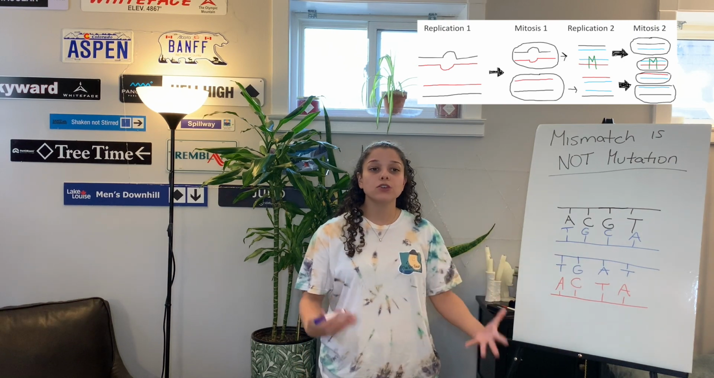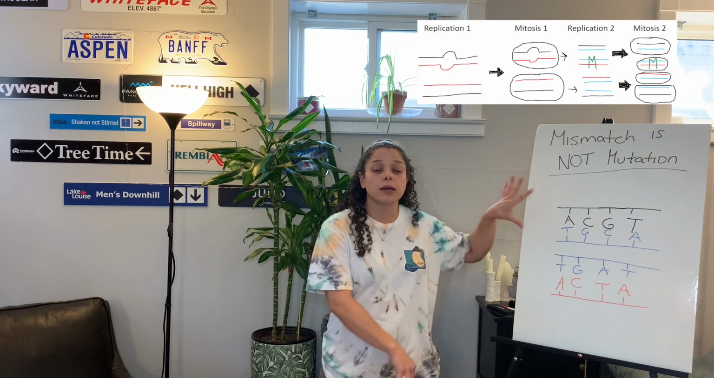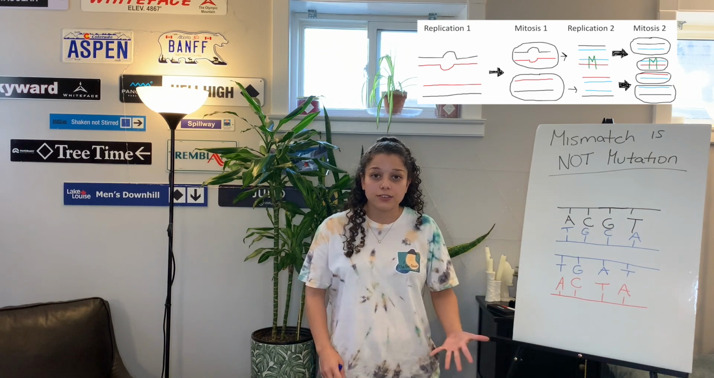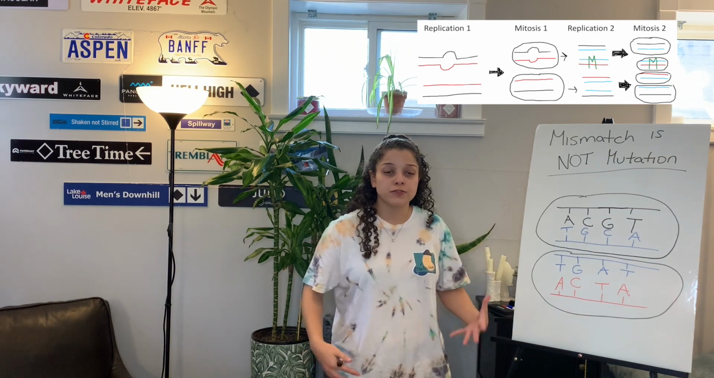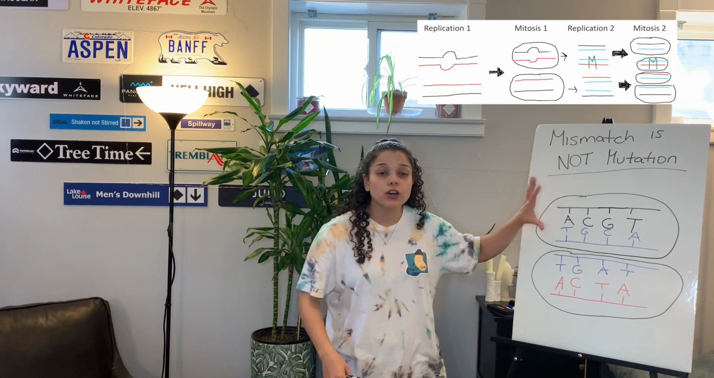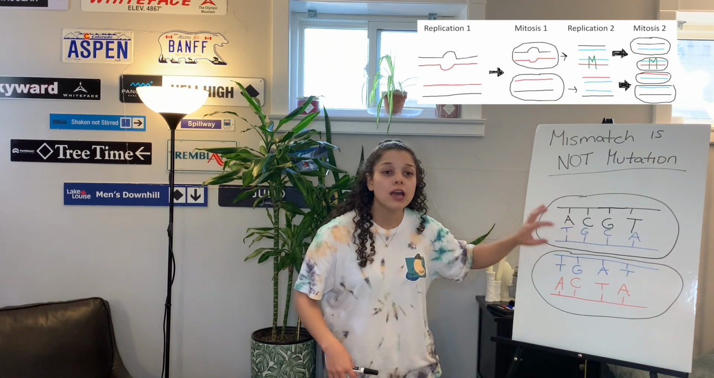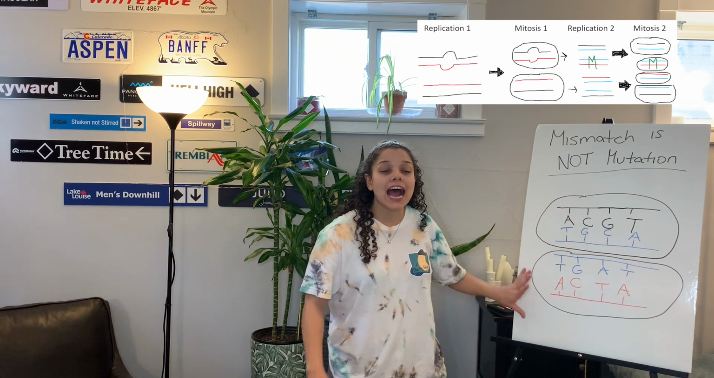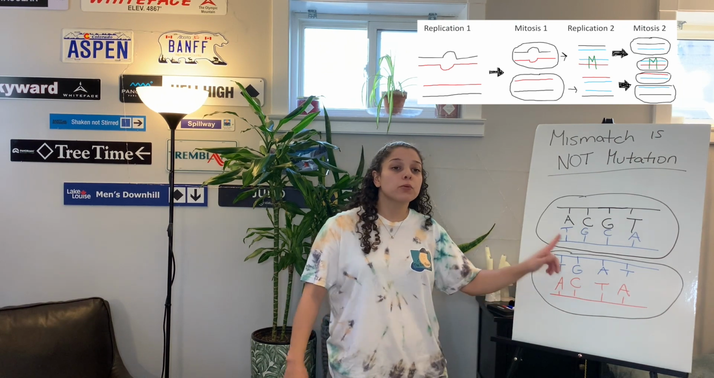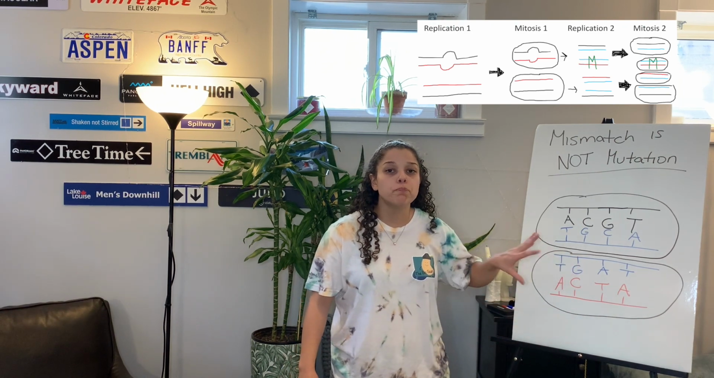So now when the cells go to do cytokinesis, these are going to be separated into two separate cells. So now after 2 rounds of replication, we're left with a daughter cell that is completely normal and a daughter cell that has a mutation where there was a single base change on both strands.